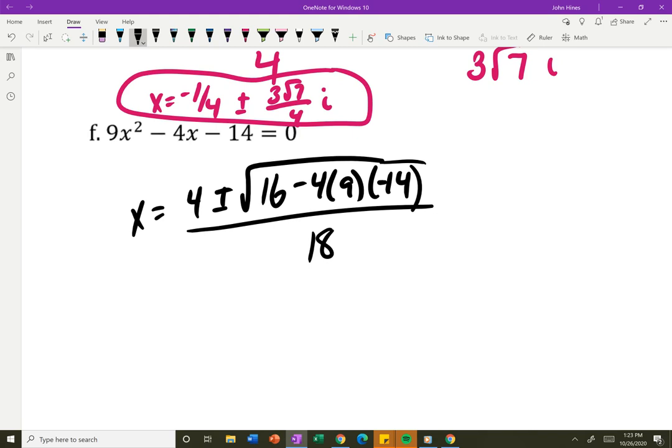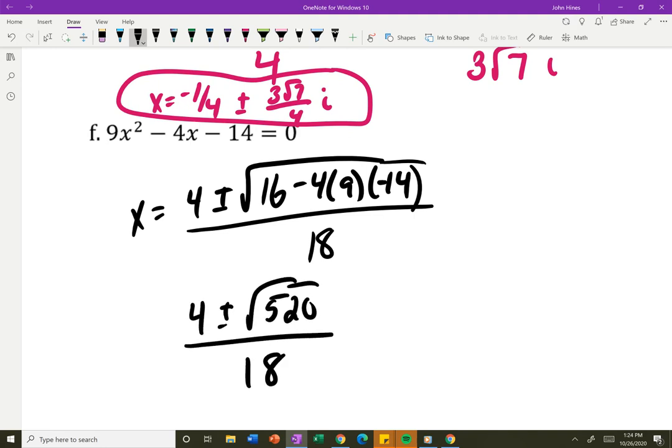And now I notice, wait a minute, there's no i's involved here, because it's a positive under my radical. I have real solutions here. So now I have to deal with this 520 thing. Notice there's going to be no i's in my answer. There's real number solutions. This parabola crosses through the x-axis.